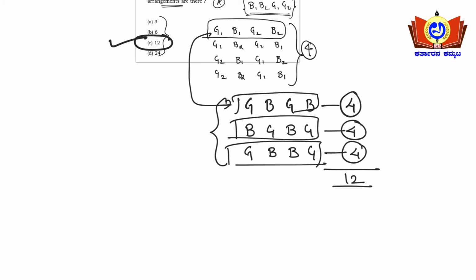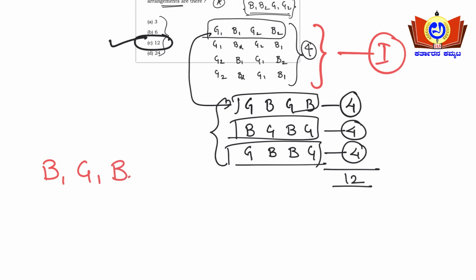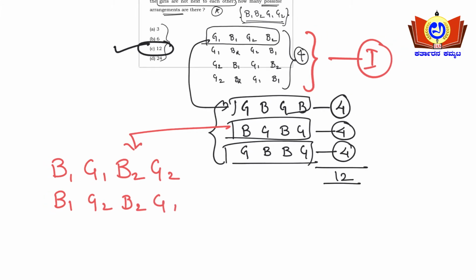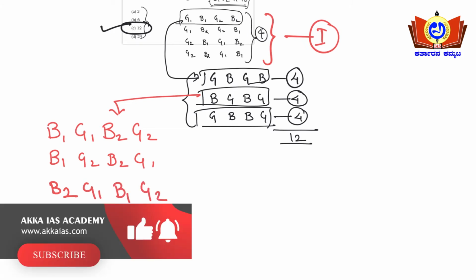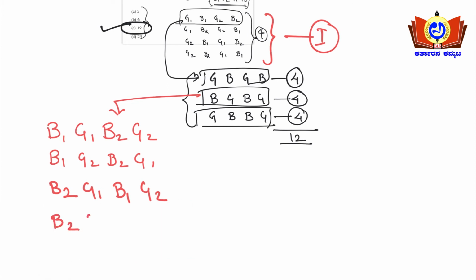Okay, see, this is the first possibility I have written here. Just for your reference sake, I'll write the other two possibilities as well. Okay, so boy 1, girl 1, boy 2, girl 2. Yes or no? For this pattern here, boy 1, girl 2, boy 2, girl 1. Yes or no? Similarly, boy 2, girl 1, boy 1, girl 2. Similarly, boy 2, girl 2, boy 1, girl 1.